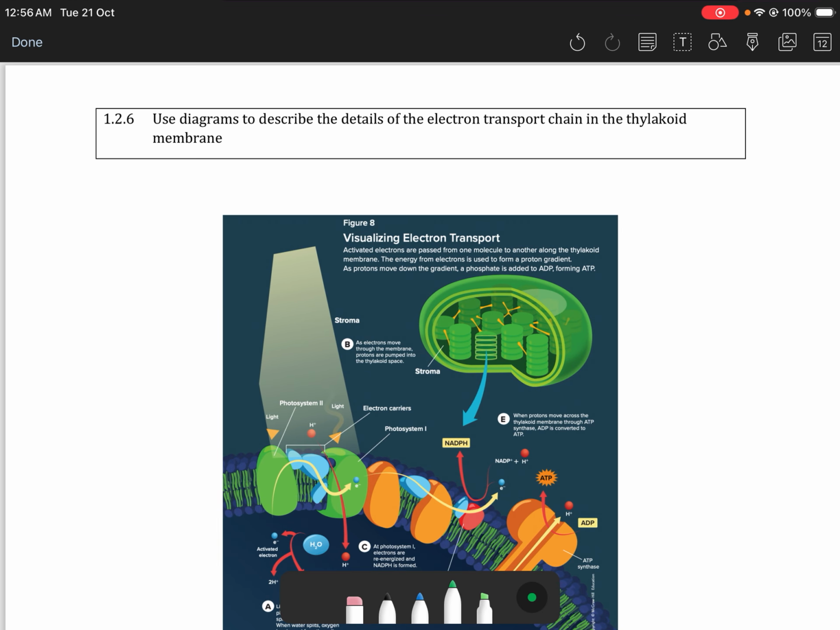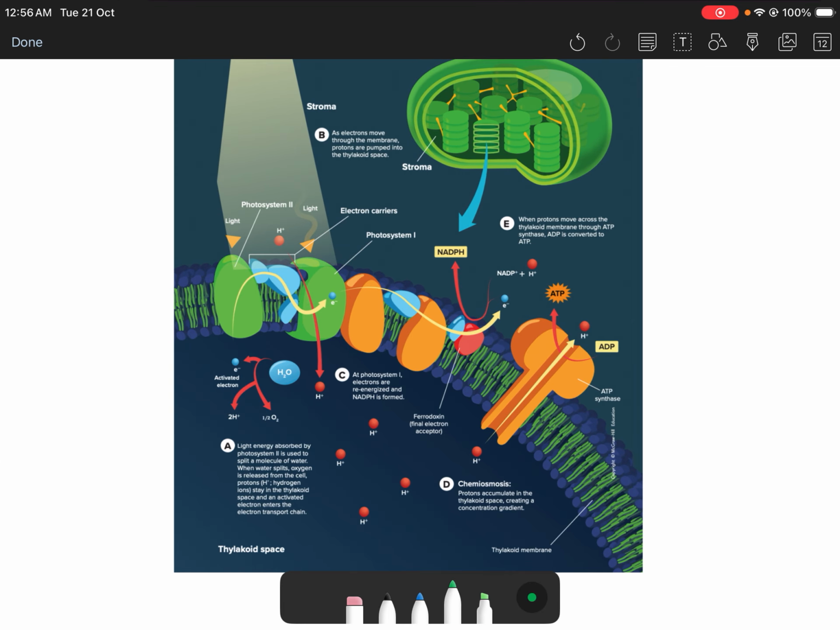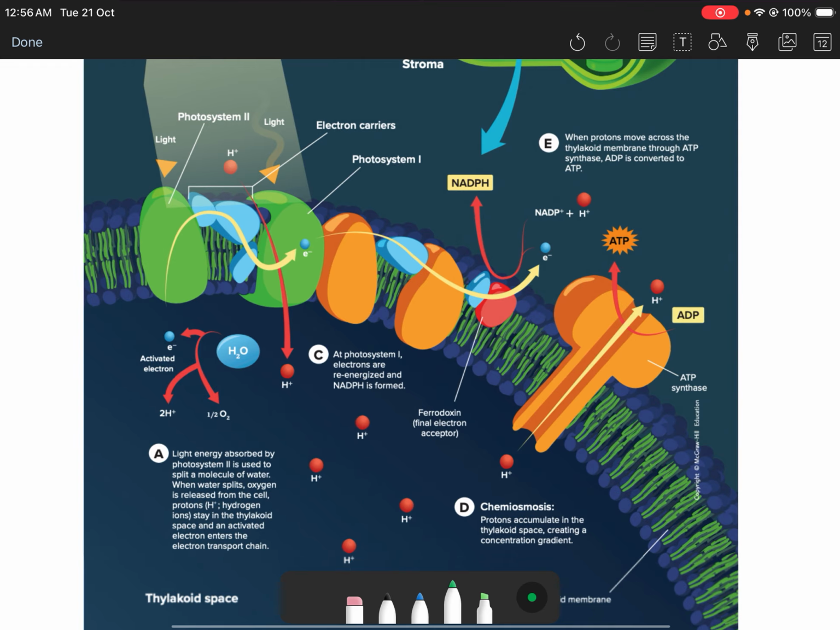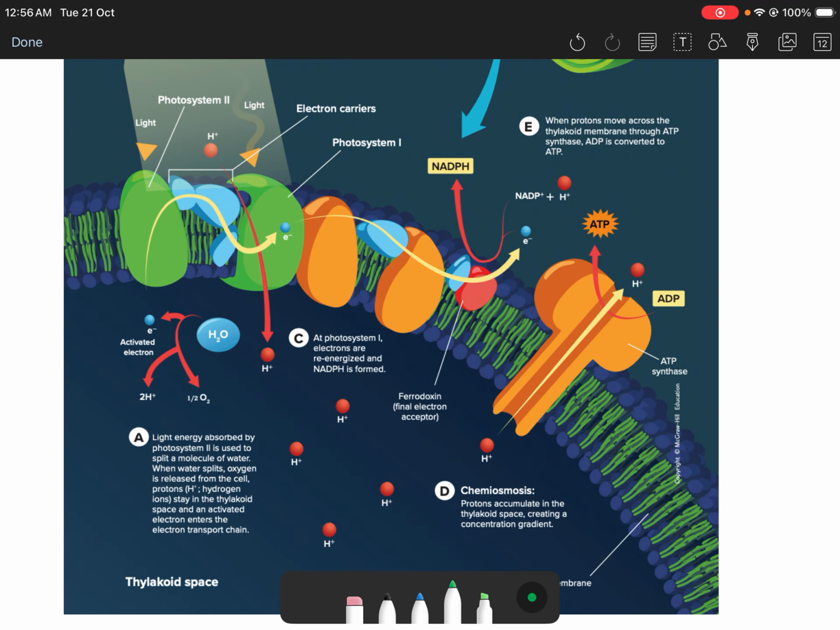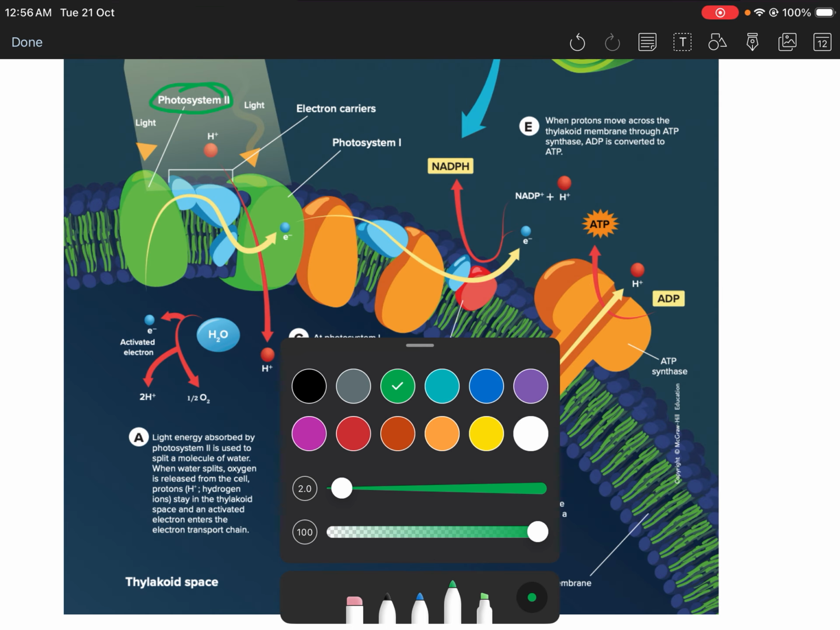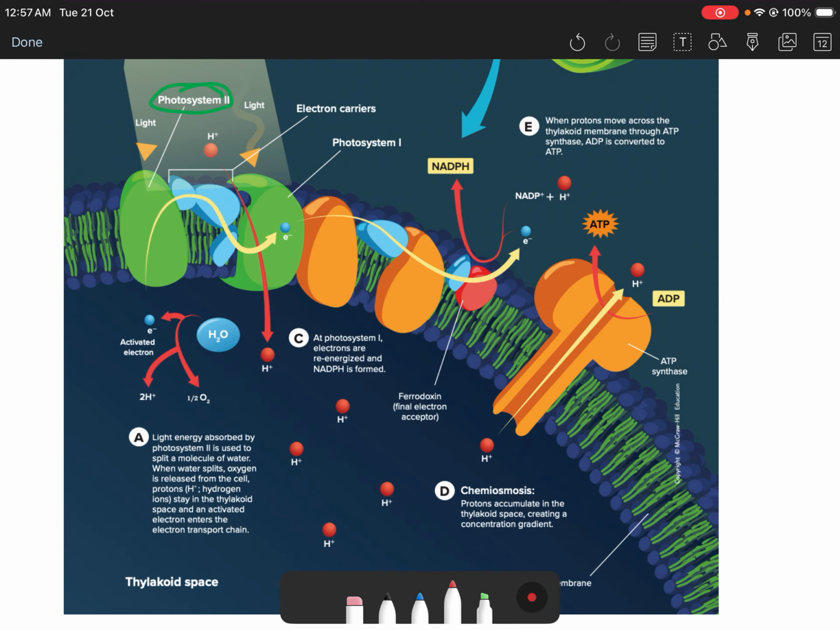Use the diagram to describe the details of electron transport chain, ETC. Where does this happen? In the thylakoid membrane. So you can write it capital ETC. And I told you already how the ETC looks like. So this is ETC, okay, and the middle one over here links the photosystem 2 with photosystem 1.